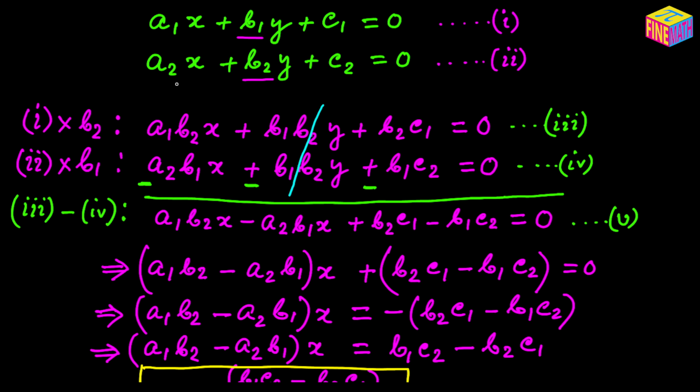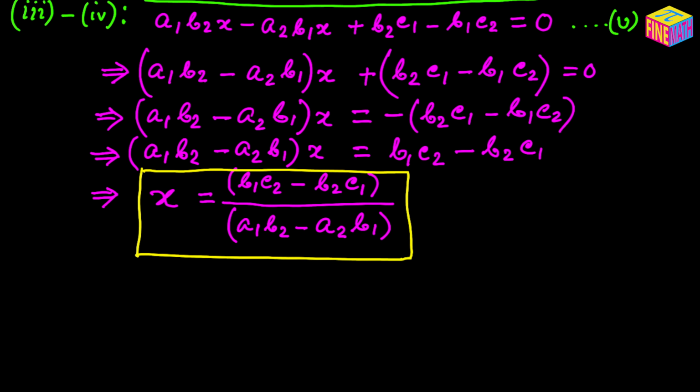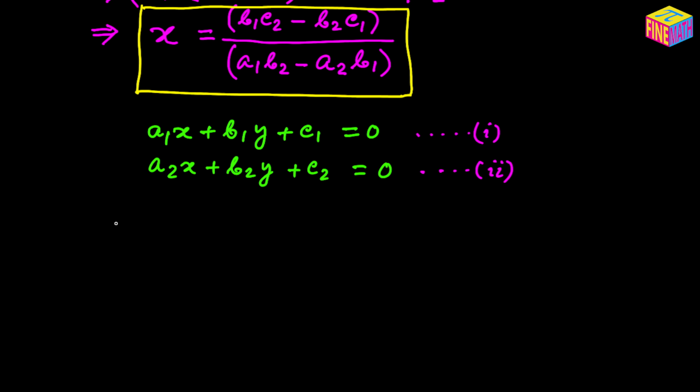So let's try that now. I'm going to write down the equations first and then we'll do the operations, right? So let me first note down the equations again, and now we're going to multiply equation number 1 by a sub 2, and then we'll see what we get.